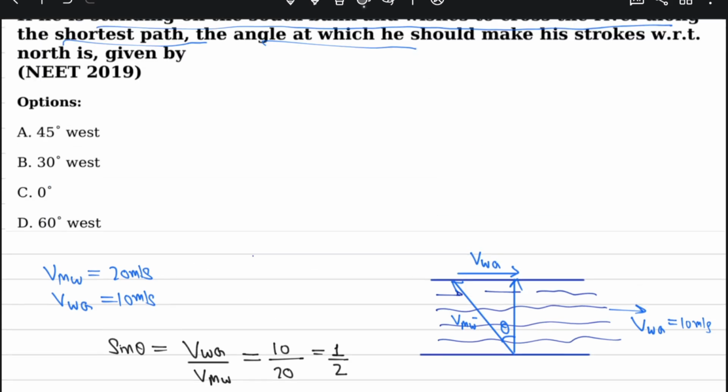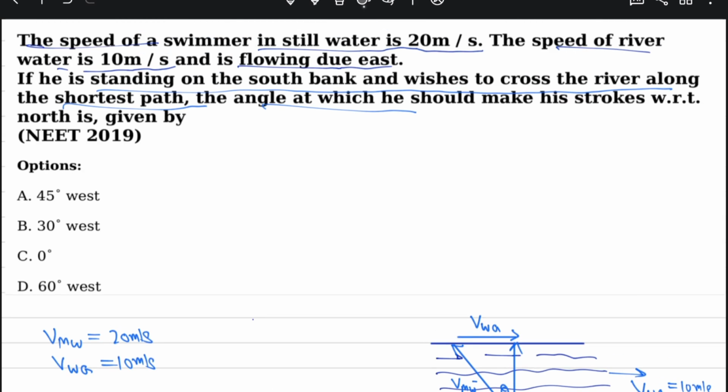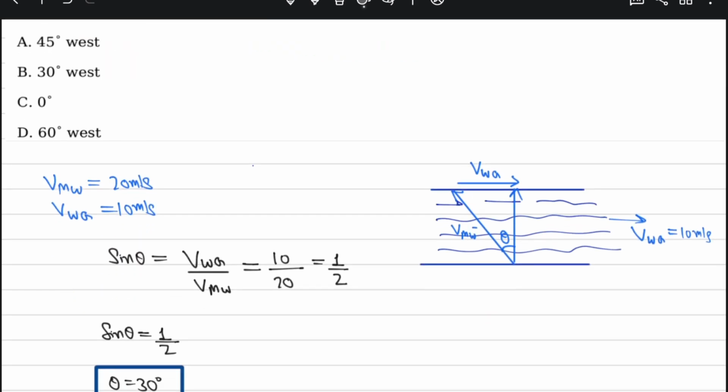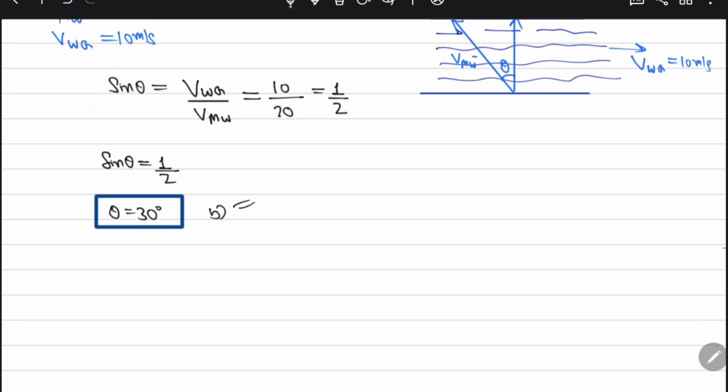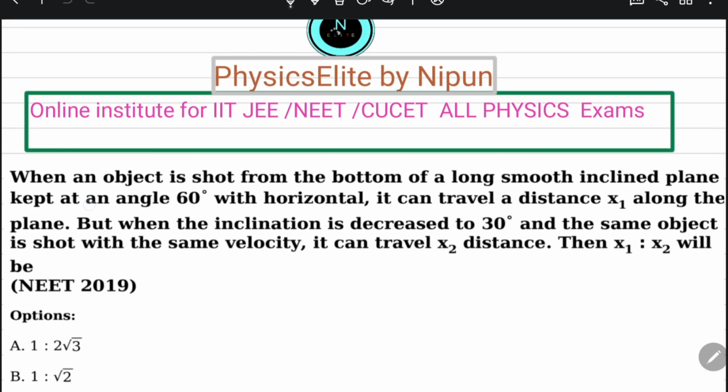Right. You understand now? In this question, they're telling that the speed of a swimmer is 20 meter per second and the speed of the river is 10 meter per second, and the person wants to move in the shortest path. So at what angle will they move so that they cross by the shortest path, right? So they are saying 30 degree. So which option? Option B is correct. Option B is correct. Right. So shall I proceed to the next question?